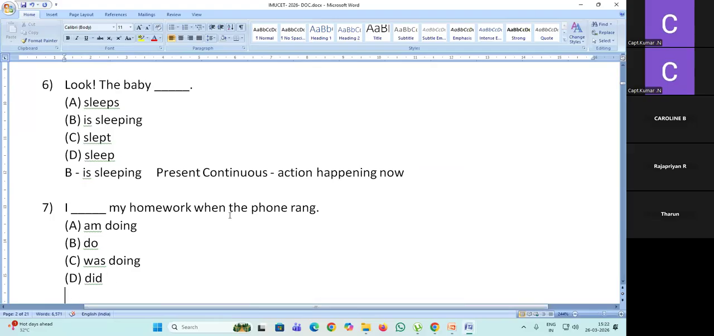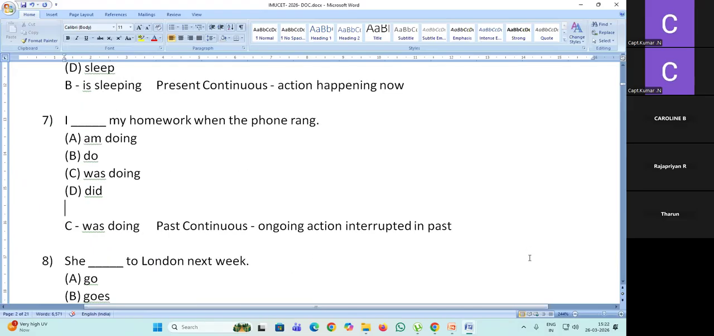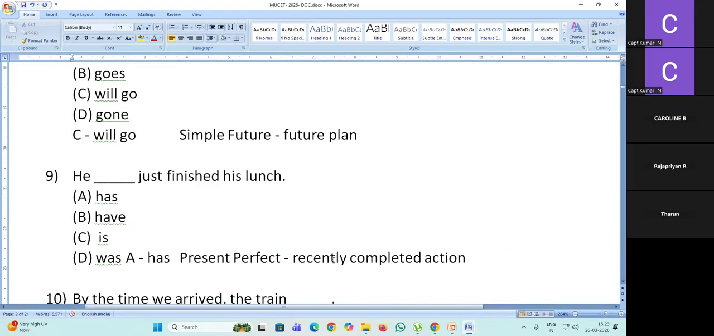I dash my homework when the phone rang. Here the tense marker when is there. So what tense do we have to fill? I am doing some work, that action was interrupted. So an interrupted past action means past continuous tense. I was doing my homework when the phone rang. See the answer? Was doing. Next one.